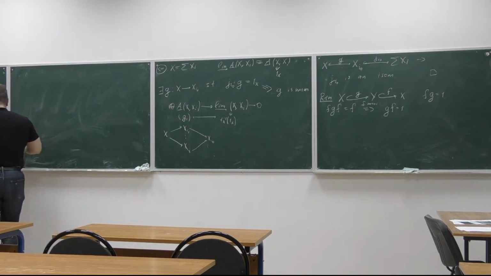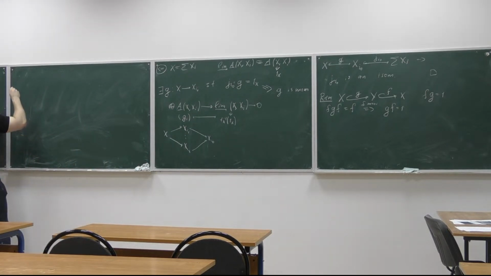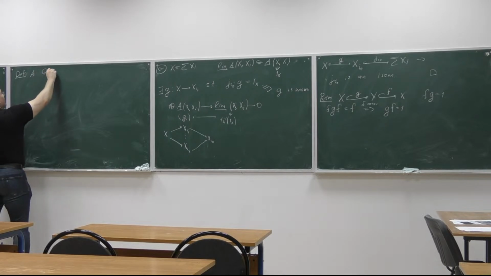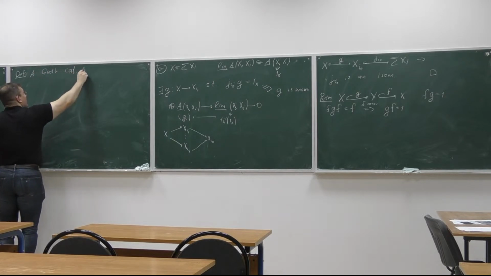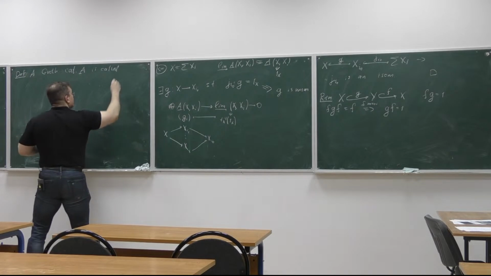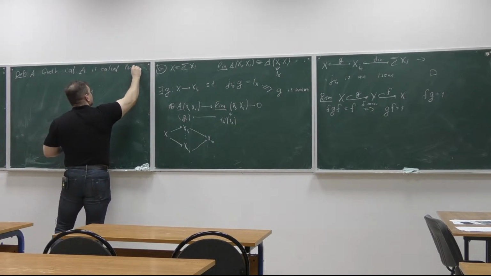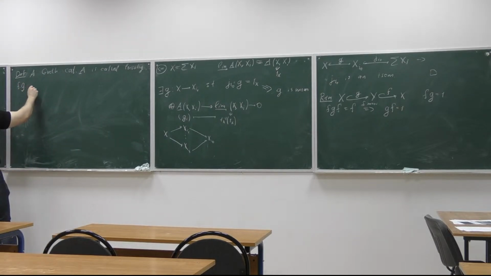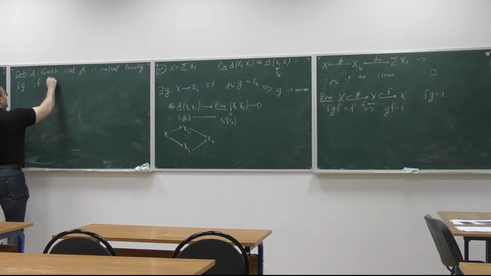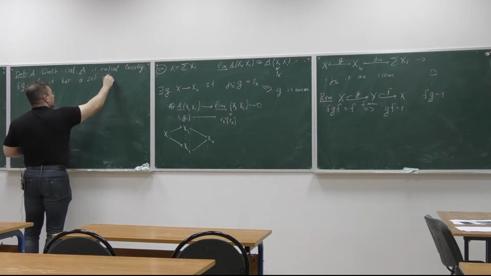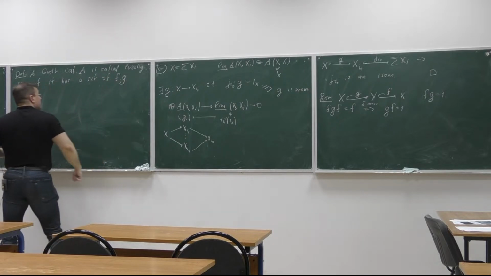And I want to finish with the definition and one elementary observation. A Grothendieck category A is called locally finitely generated if it has a set of finitely generated generators.